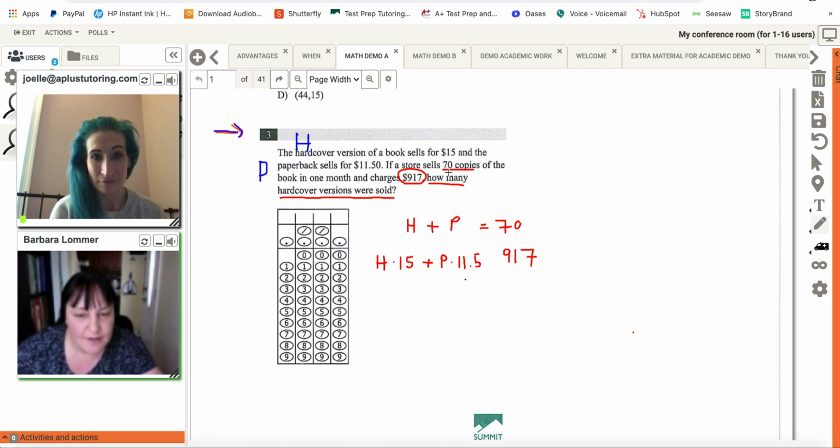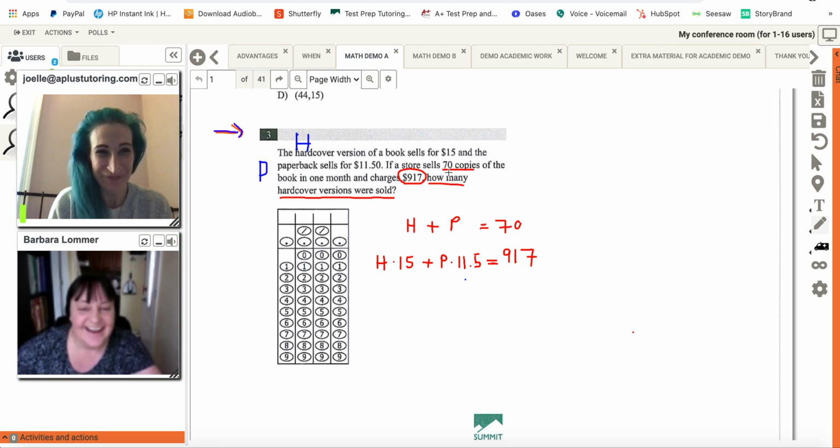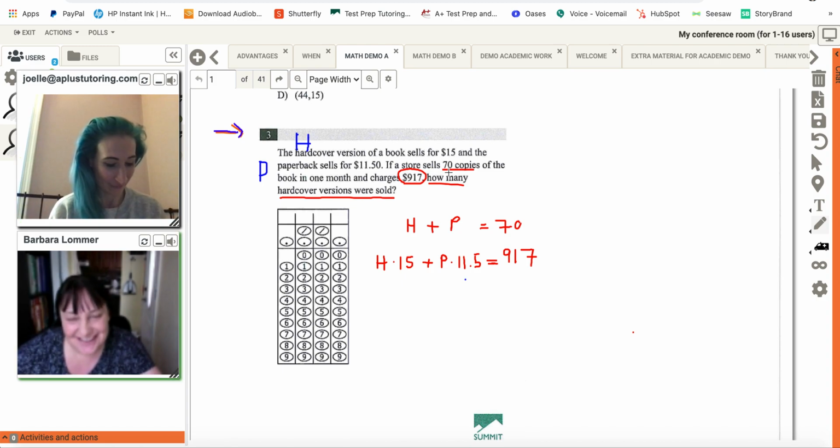And if Joelle remembers from Algebra 1, how do I solve a two-equation system? By elimination or substitution. Very good. We're going to use substitution to make our life easy. And since we need to retain H, because that's what we want at the end, we're going to substitute out P. So Joelle, can you take the first equation, this one, and solve it for P?